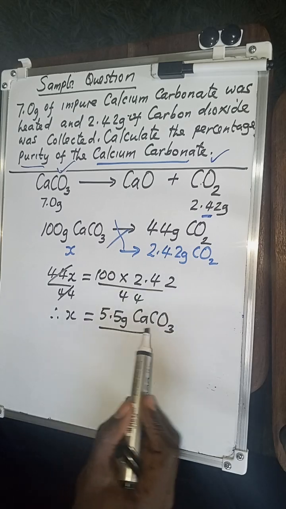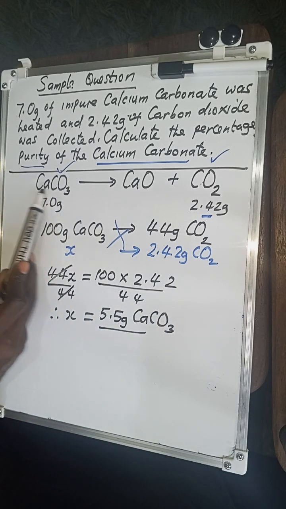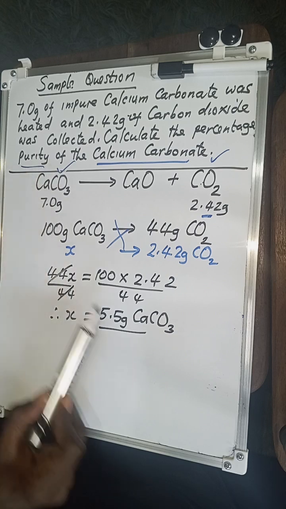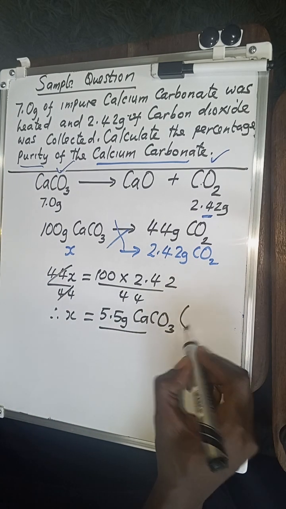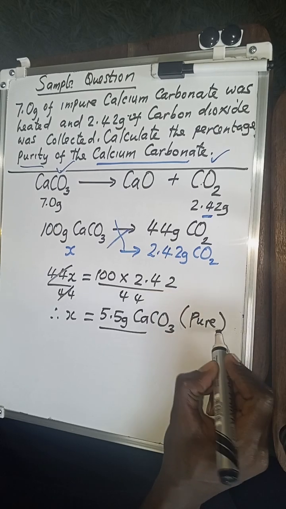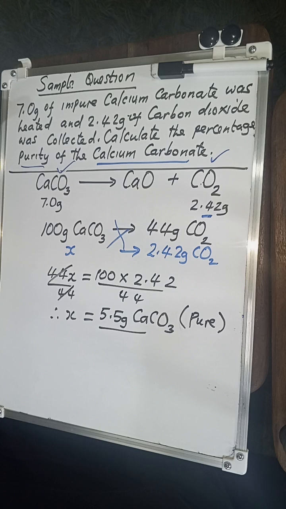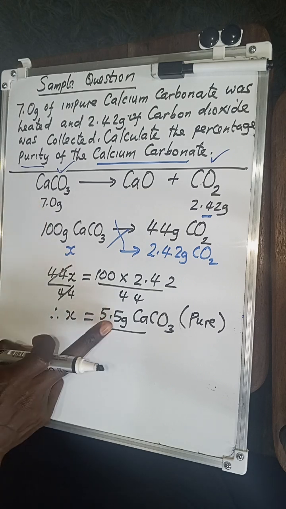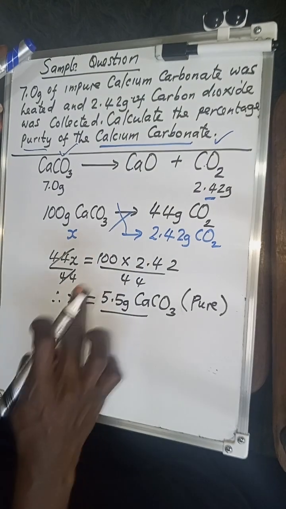So this was the mass of the pure substance. Out of the 7 grams that was there, only 5.5 grams was pure. So this was the only one which was pure. Meaning, if you subtract 7 minus 5.5, you are going to have 1.5, which was impure, but this was pure.